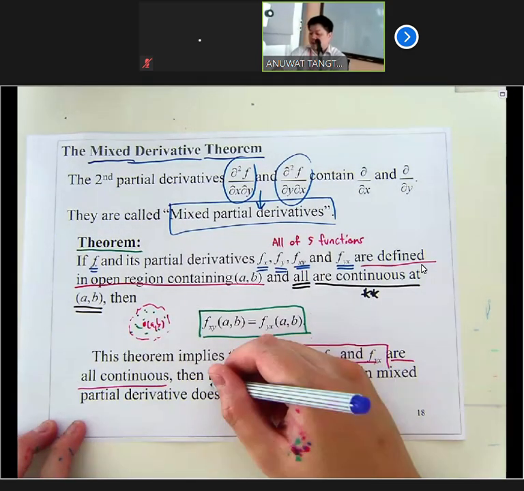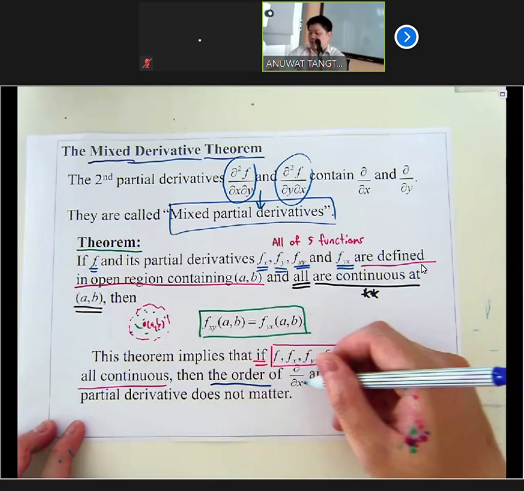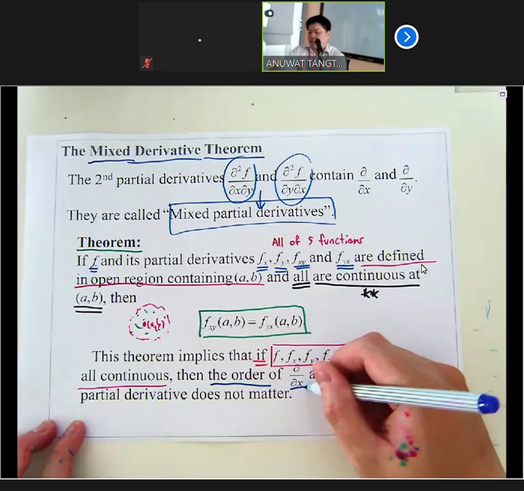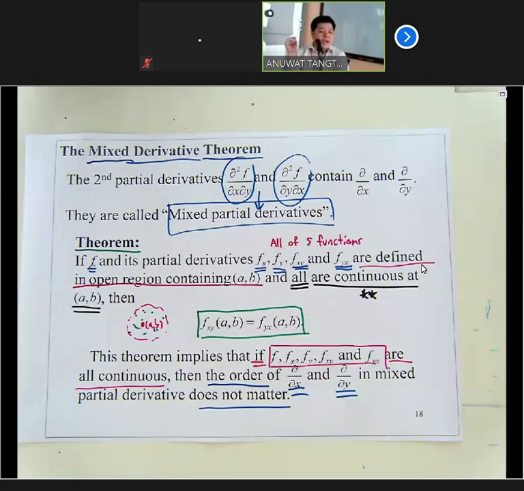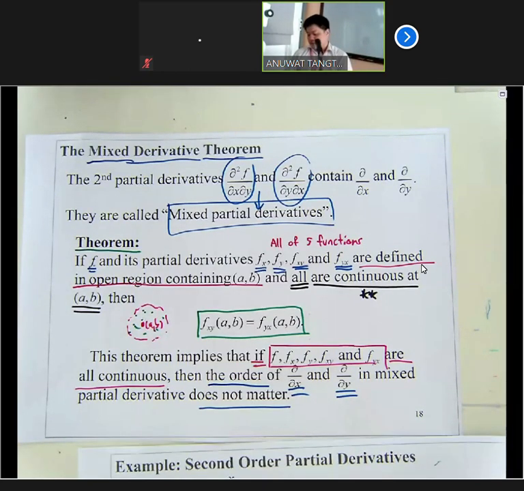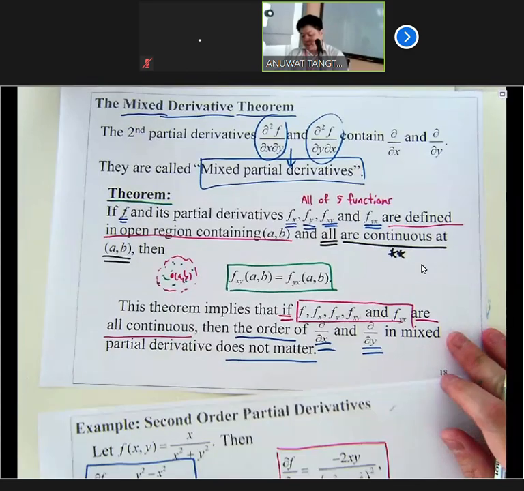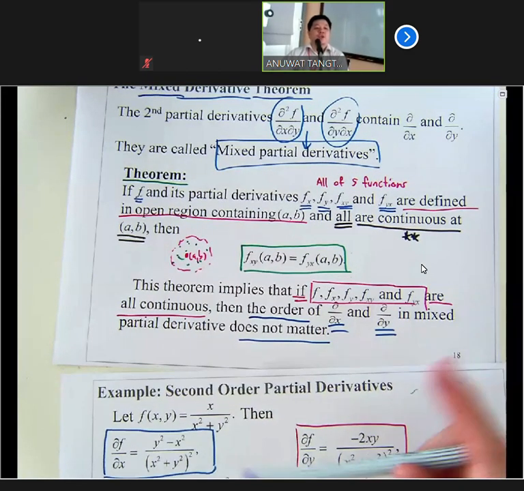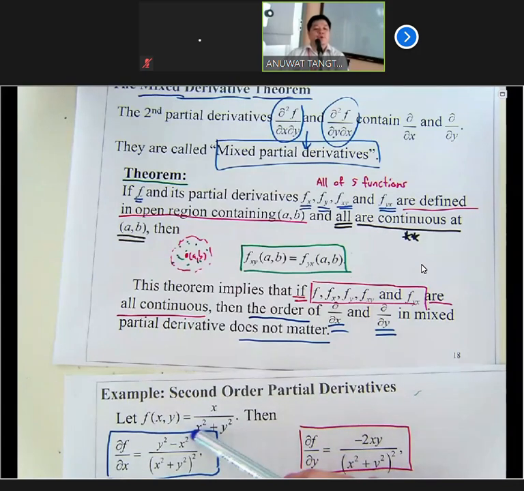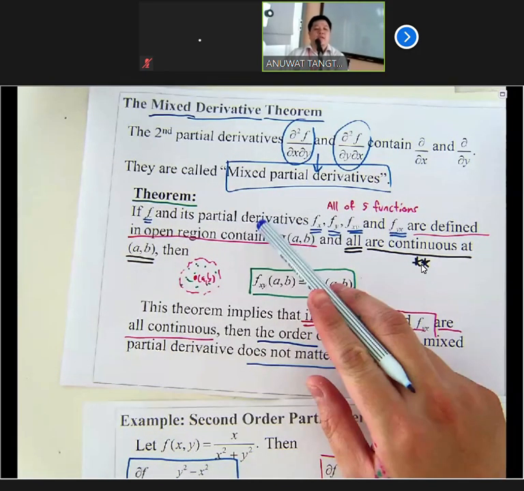Then the order of d by dx and d by dy does not matter. Okay, so in our case, let's look at our case here. It can be shown that our function satisfies the condition of the mixed partial derivative theorem, so it guarantees the equality of this.